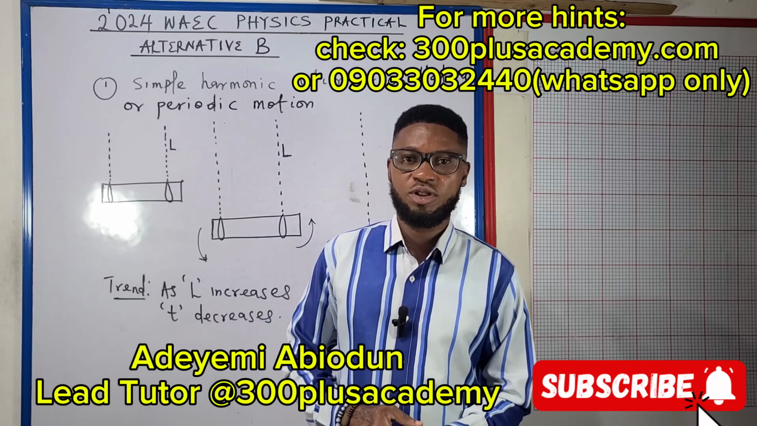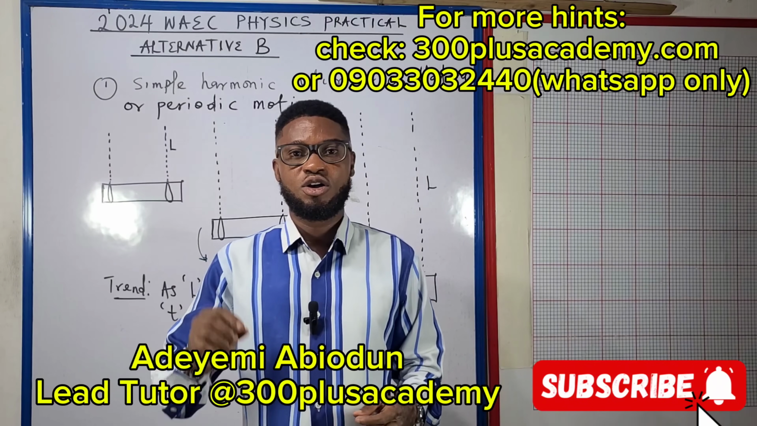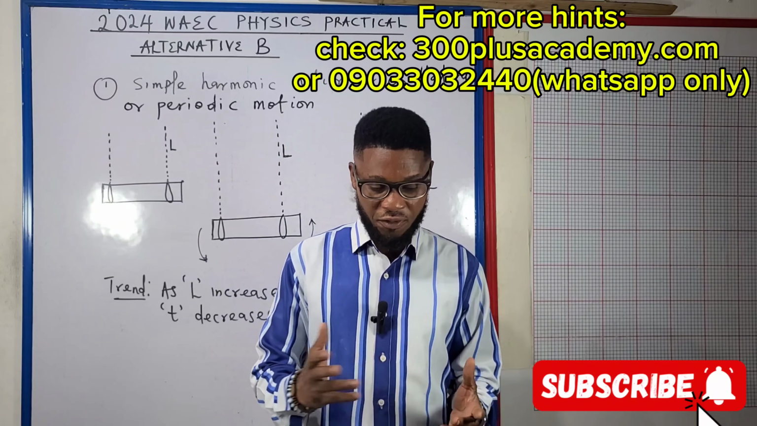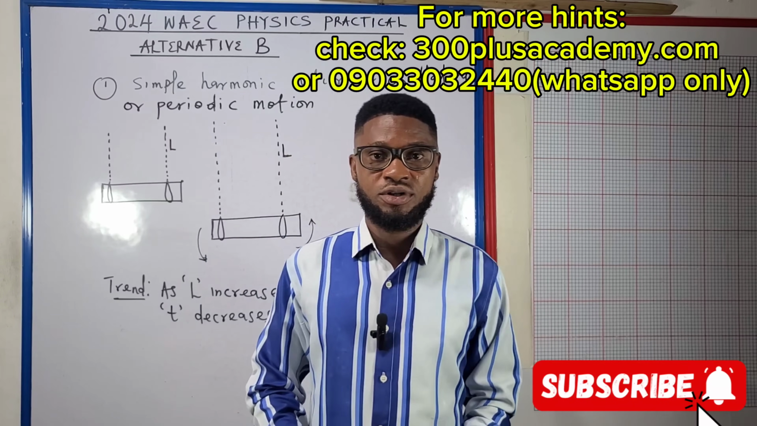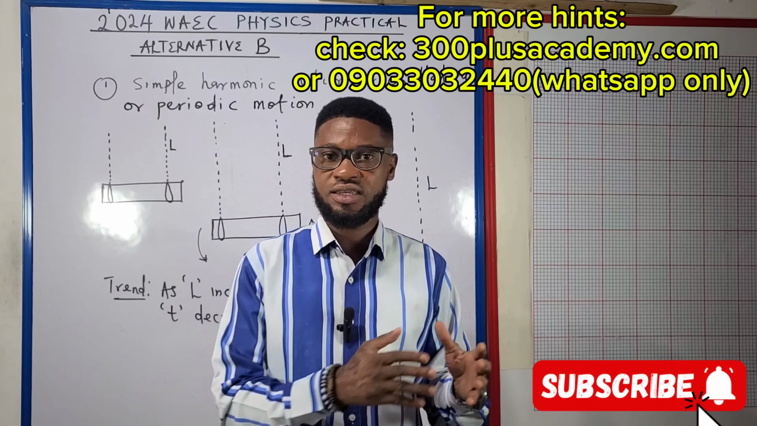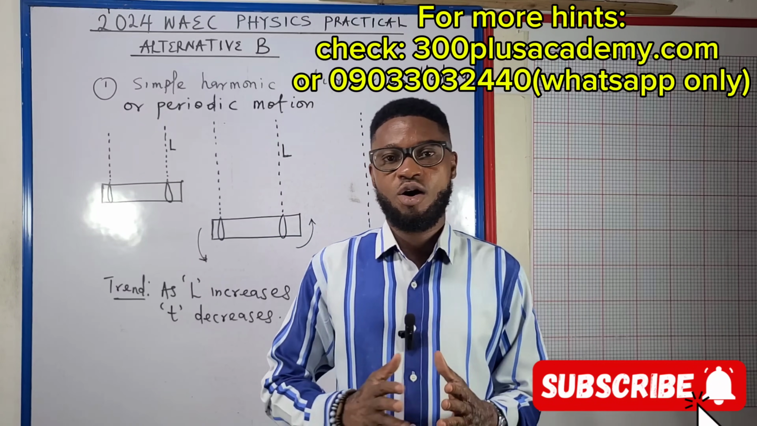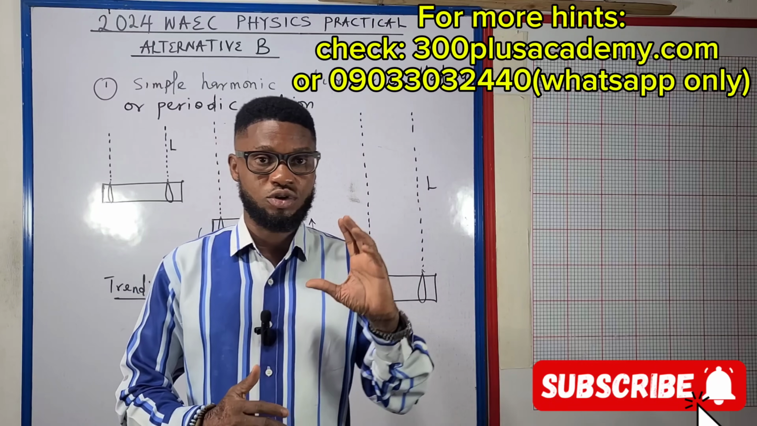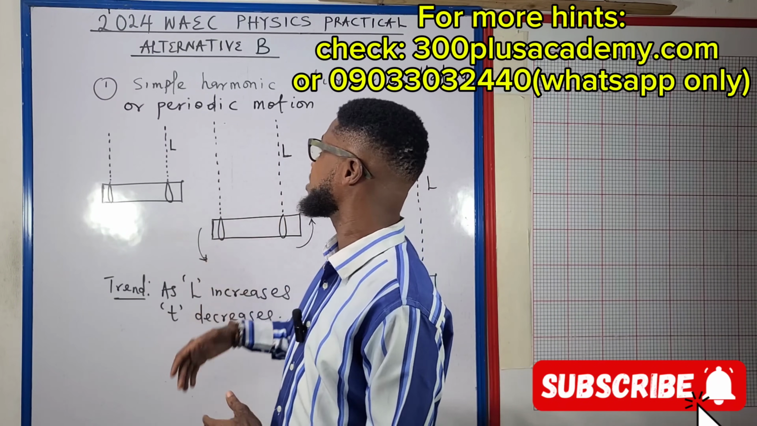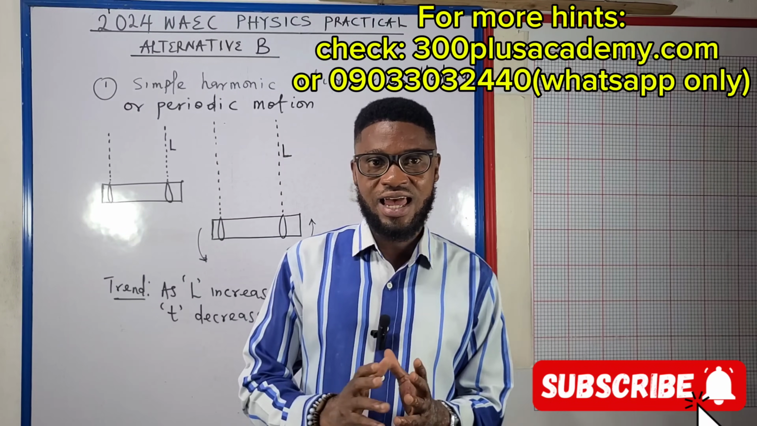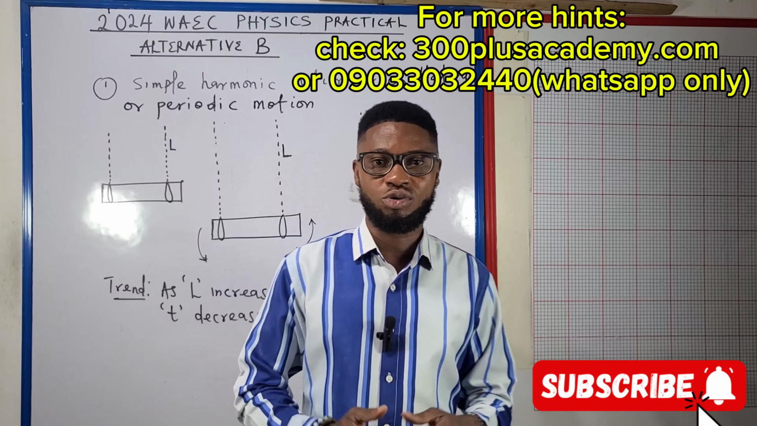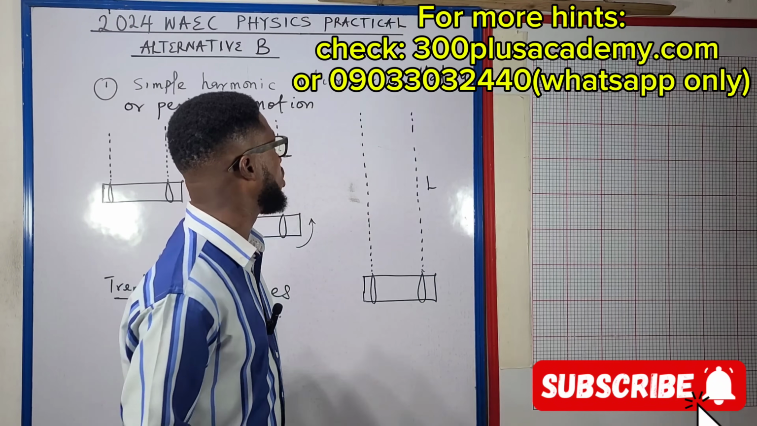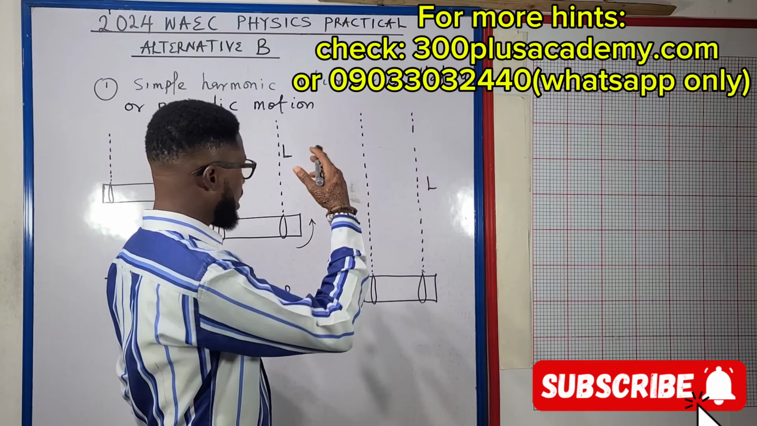This time around, we'll be looking at physics practical, talking about students writing alternative B. Maybe for one reason or the other, they were not able to participate in alternative A of physics practical. So what exactly should the question look like? Talking about mechanics, the question should be centered around what we call simple harmonic motion, or periodic motion, or what we call oscillatory motion.